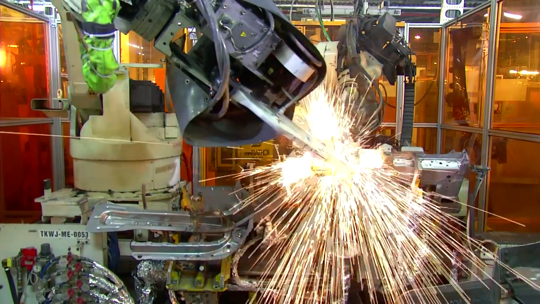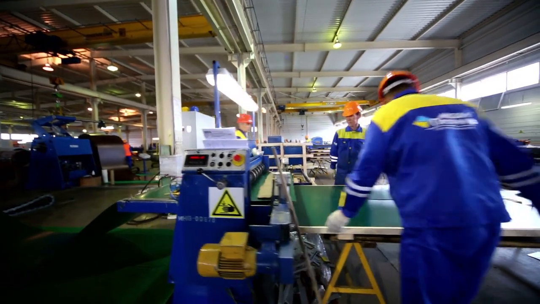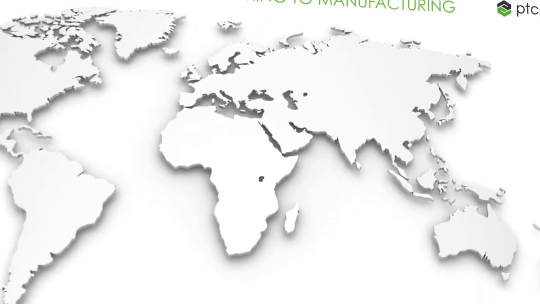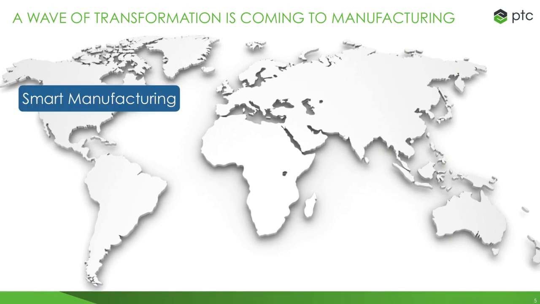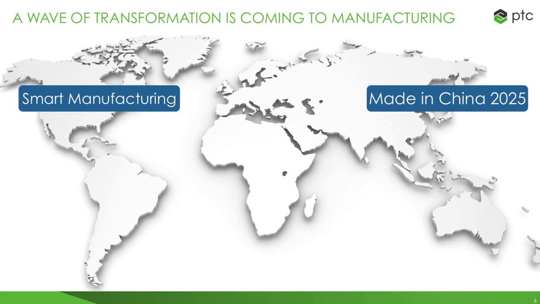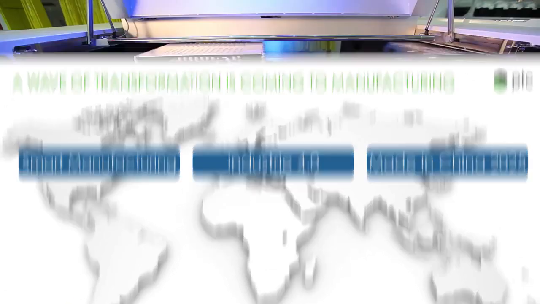The factory represents a huge opportunity for the application of IoT technology, one so big and so real that the governments of the world's three largest economies have named it. It's called Smart Manufacturing in North America and Made in China 2025 in China. The European Union refers to it as Industry 4.0, as this wave of impending change represents the fourth industrial revolution.